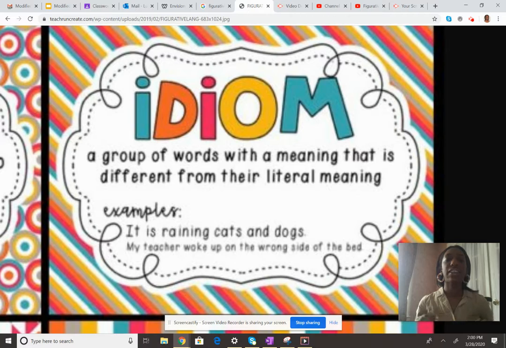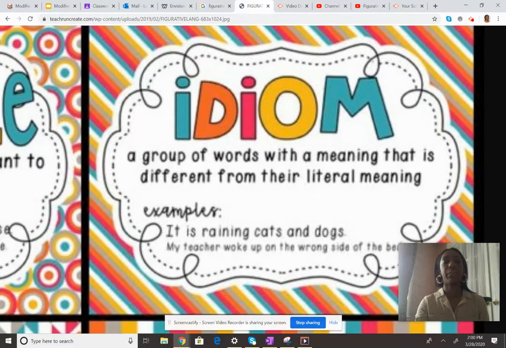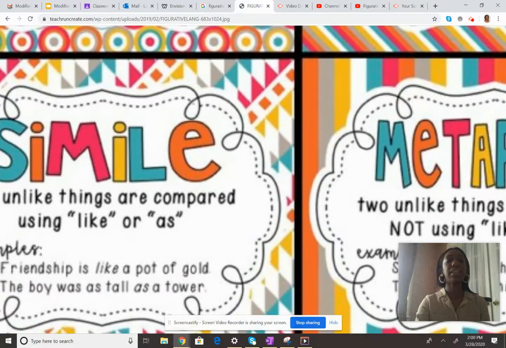Let's look at another example of an idiom. My teacher woke up on the wrong side of the bed. Okay, they're saying the teacher woke up on the wrong side of the bed. Is there a right side or is there a wrong side? No, there's no right or wrong side. They're just saying that the teacher is not in her best mood today. Okay? Now let's look at similes.